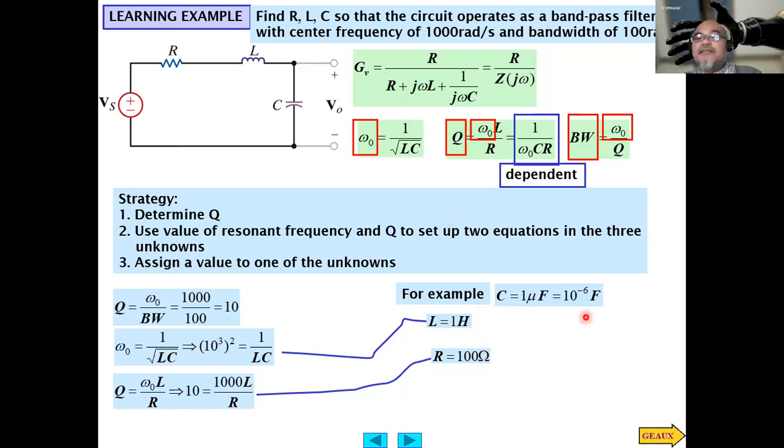Okay, so in this case, we only have two equations while the unknowns are three. So this is basically a design problem. In a design problem, one of the unknowns you can pick arbitrarily, maybe a value of a component that is quite common. Let's say capacitance 1 microfarad is quite common. From this value, we can calculate L from the formula of resonant frequency, and we can calculate R from the formula of quality factor.